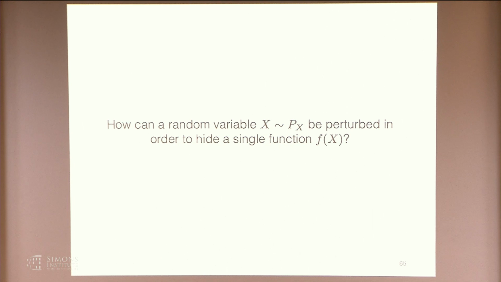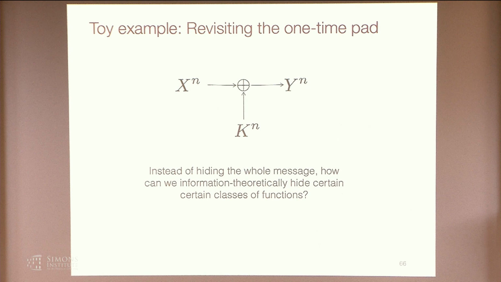So let's assume that S is a function of X. How can you design this mapping, produce a Y, a perturbation of X, so that that single function is hidden? And based on what we saw on the principal inertial components, you can see that they will probably play a role here. So just as a quick warm-up, let's look at a model that all of us know and love, which is the one-time pad.